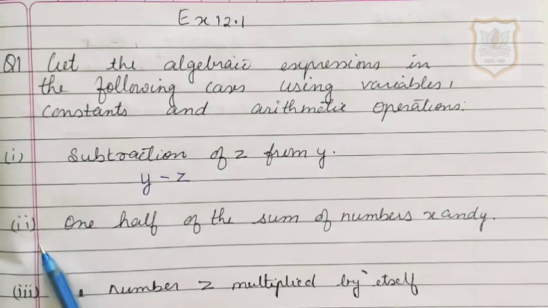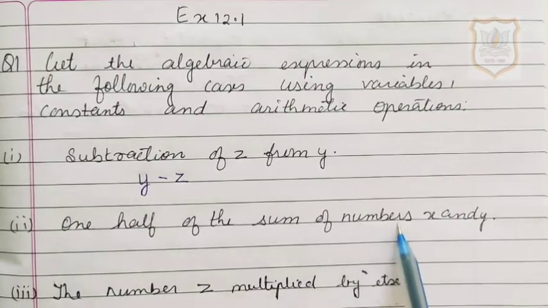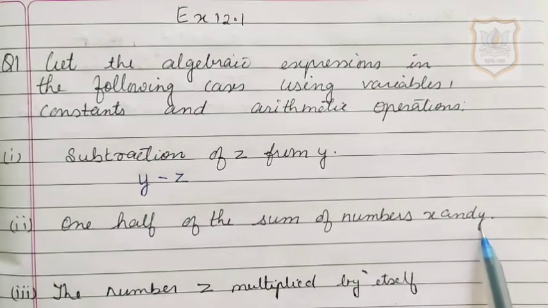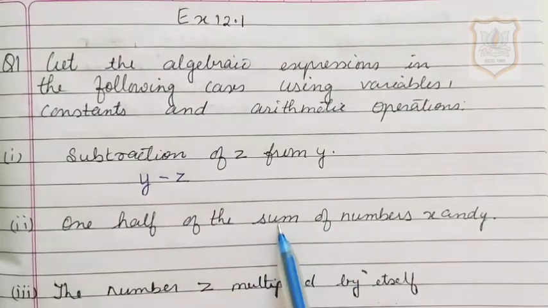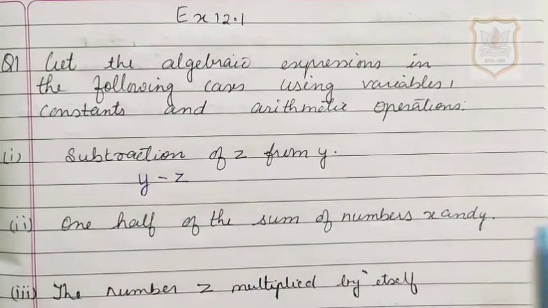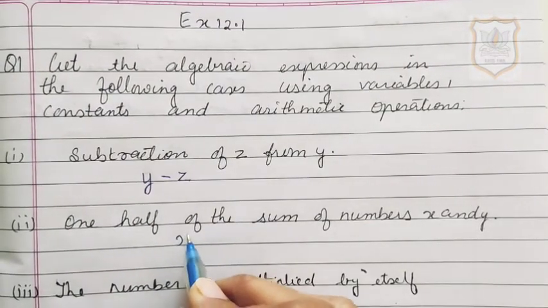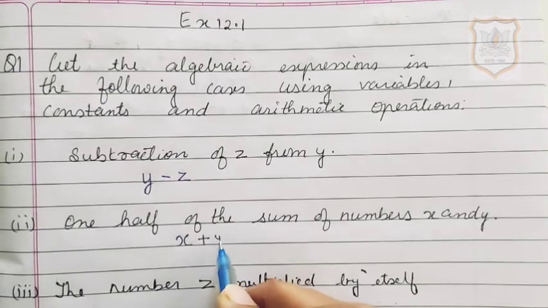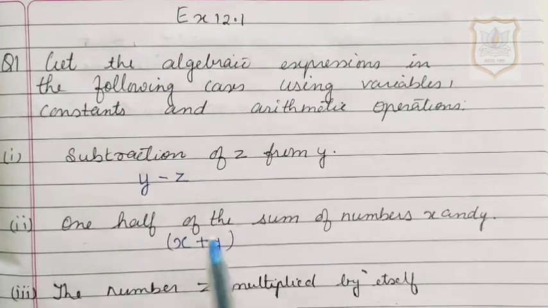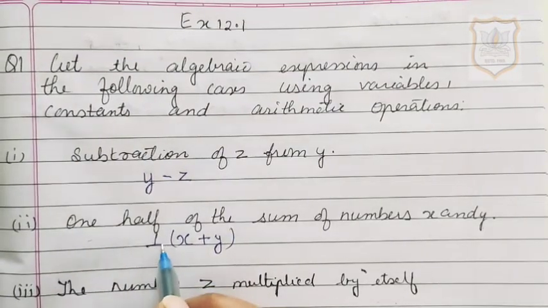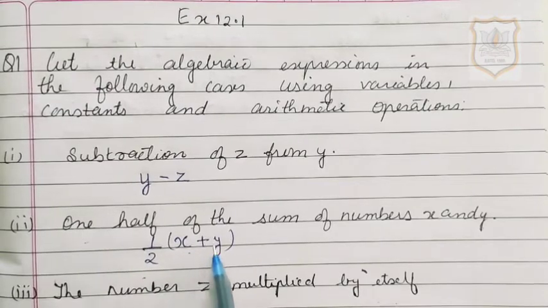Second part of question number 1. 1/2 of the sum of numbers x and y. Sum means we have to add x and y. First we will add x and y. Sum of number x and y means x plus y, and we have to take 1/2 of it. Means here we will write 1/2 of the sum of x and y.